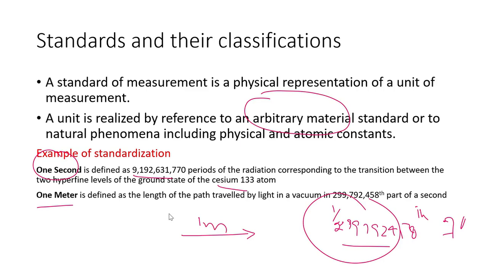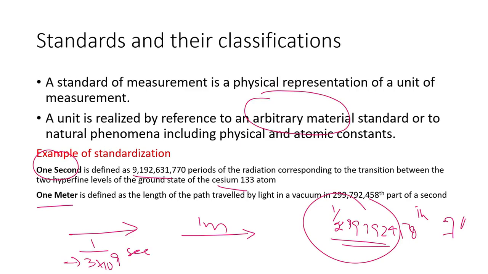So this is actually a very well defined thing now, because light's speed is constant, and we have determined how much distance would be traveled by a light particle if the time is kept at 1 divided by 3 into 10 power 8 of a second. Okay, so this rounds off to this thing. That's why I have written this. So this is the classification and standardization of units.